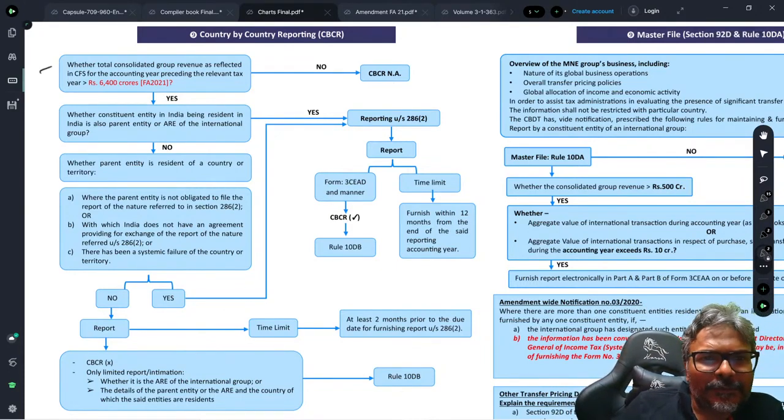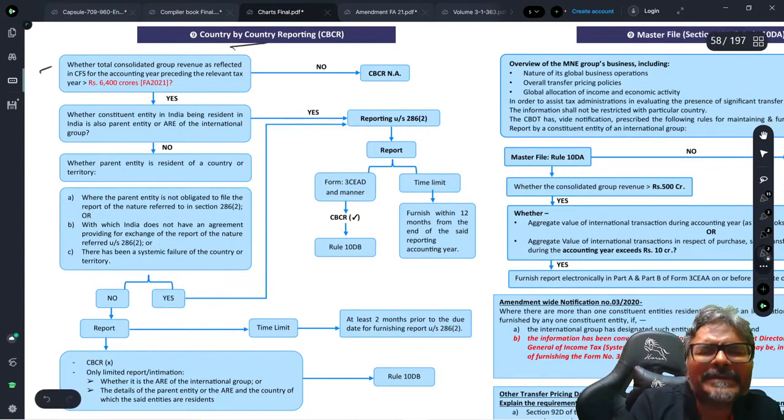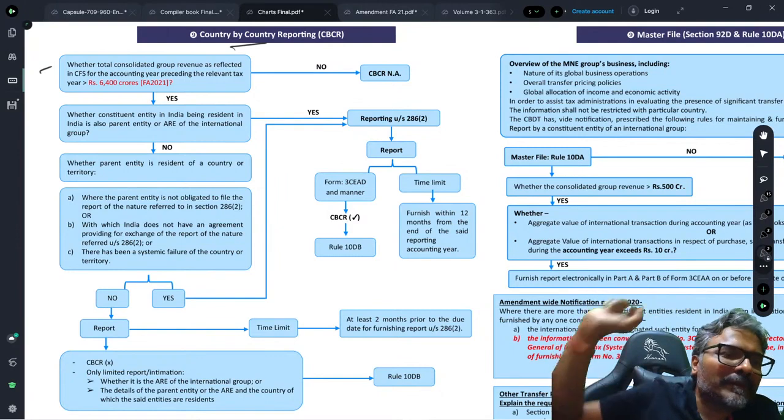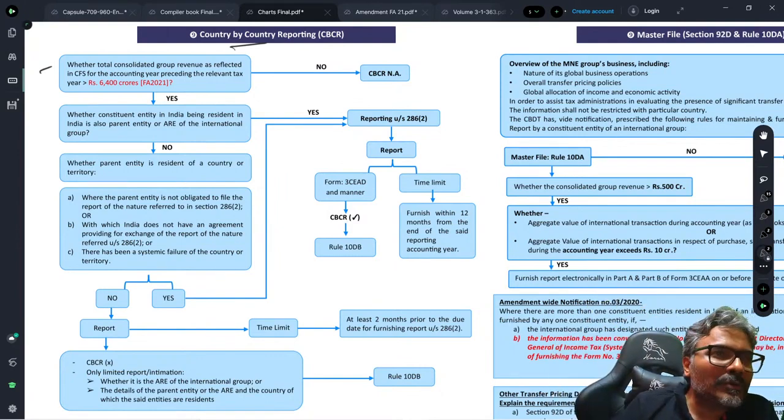Anyways, if you see over here, whether the total consolidated group revenue as reflected in the CFS for the accounting year preceding the relevant tax year is greater than... So obviously, students, you are talking about country by country reporting. Just imagine, think of Coca-Cola as a company.